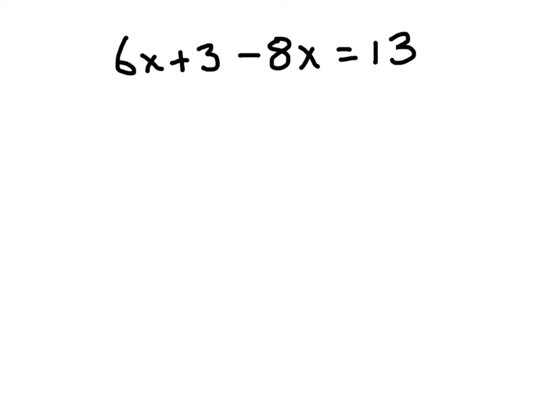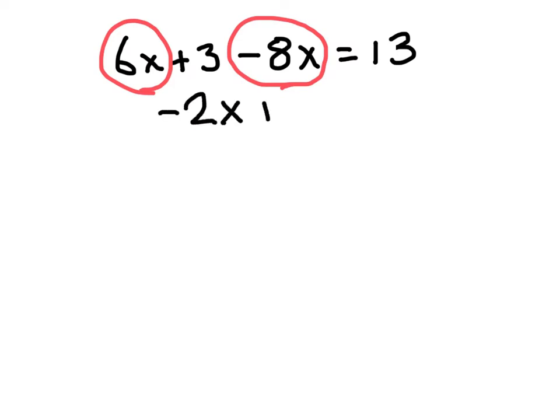All right, here's a multi-step equation. Now look carefully at the left side of this equal sign. What do you think we would need to do first? Well, if you said combine like terms, you're right, because we have a 6x and we have a minus 8x. So the first thing we need to do is combine those together. What's 6x minus 8x? That's right, it's negative 2x. Then I have a plus 3, and that's equal to 13.